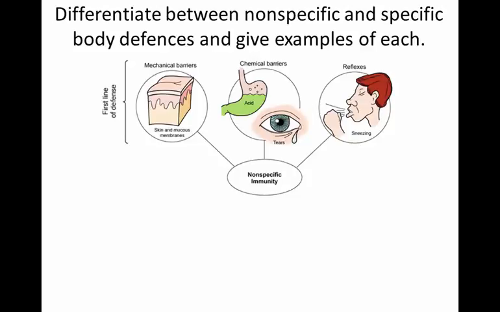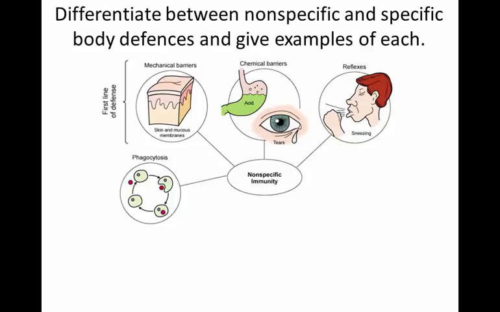Tears flush those pathogens out of our eye. On top of that, they also secrete a substance called lysozyme. This discourages the growth of pathogens on the surface of the eye. We also have reflexes like sneezing, so that when we get dust or other pathogens into our respiratory system, the reaction of sneezing helps to clear them out of that system.